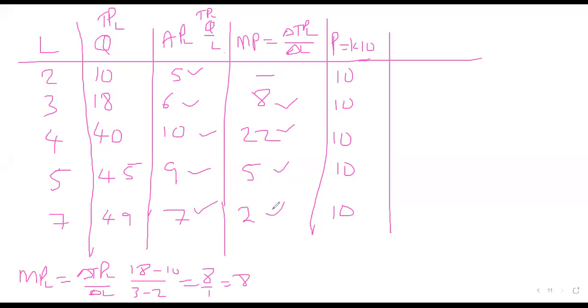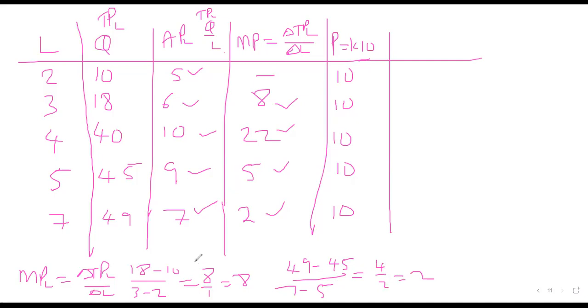Yes. Come again, sir. The change. Yes, 49 minus 45, divided by 7 minus 5. So here will be 4, here will be 2. So when you divide that, you get 2. That is where the 2 is coming from, here.